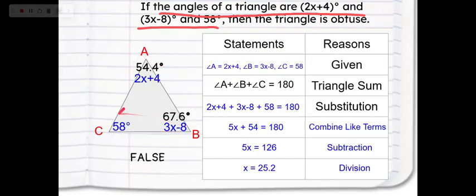So that was just a coincidence that I drew it relatively accurately. I just drew a quick triangle.